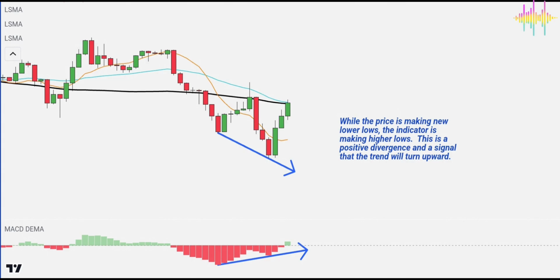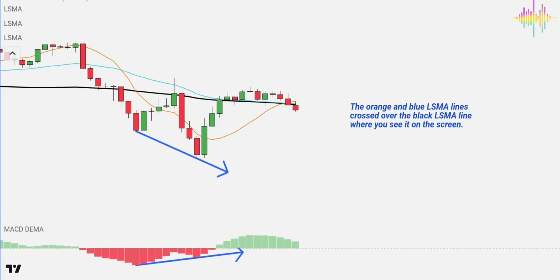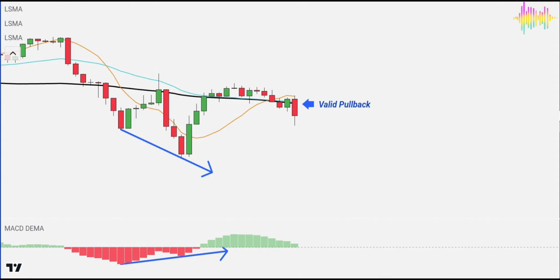After observing the positive divergence action, we are looking for both the orange and blue moving average lines to cross above the black moving average line. A single line crossing upward is not sufficient. After both upward moving lines have crossed, we expect a valid retracement movement in the candlesticks, which we can see on the screen. Following the valid retracement movement, spotting a bullish engulfing candlestick pattern confirms that all conditions have been met.